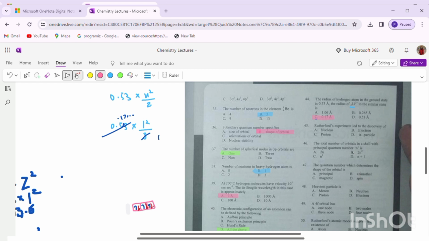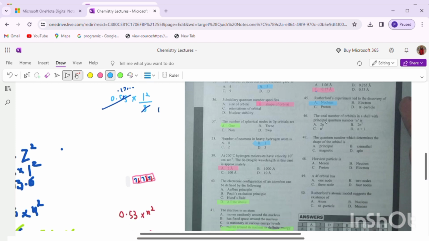45th MCQ: Rutherford's experiment led to the discovery of the nucleus. Everyone knows, right? 46: the total number of orbitals in a shell with principal quantum number n is. We need to find the orbitals in a shell. We know the formula for finding the electrons, and we know the formula for finding the orbitals as well, right?